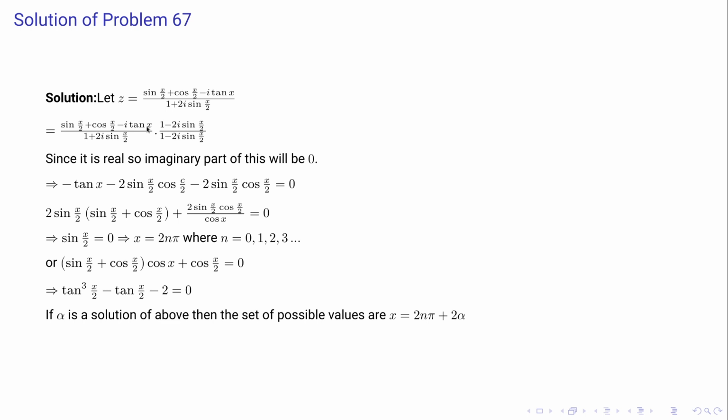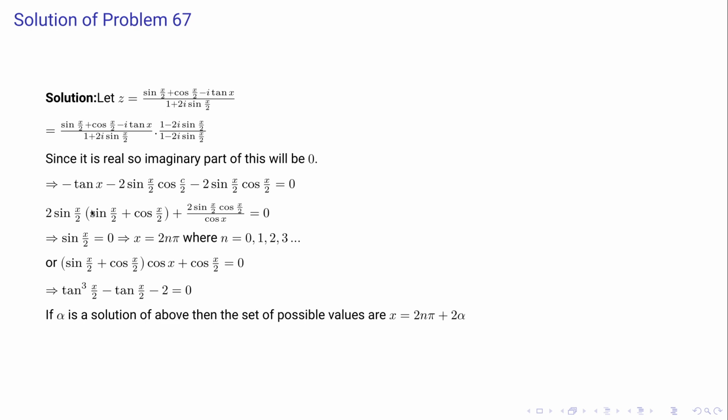Now we look at the numerator. So tan x into 1, that will be one part of imaginary, and then 2i sin x/2 multiplied with sin x/2 + cos x/2, that will be imaginary. So −tan x − 2 sin x/2 cos x/2, this should be sin x. Minus 2 sin x/2 cos x/2 will be 0. So we take 2 sin x/2 common from these two, we get sin x/2 + cos x/2 plus tan x can be written as sin x/cos x, which is 2 sin x/2 cos x/2 by cos x. So we take out 2 sin x/2 common from the entire thing. That should be equal to 0. That is one case. In this case, x is equal to 2nπ.